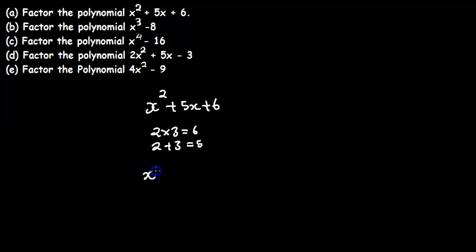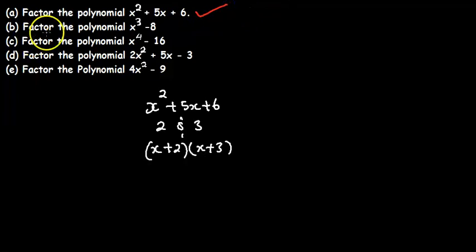Notice that x to the power of 2 is the same thing as writing x times x, meaning we have x in two places. We said our numbers are 2 and 3. We are going to arrange everything in factored form. X to the power of 2 is going to be x, and here we're going to have positive 2, and here we're going to have positive 3. And this is it for the first problem.